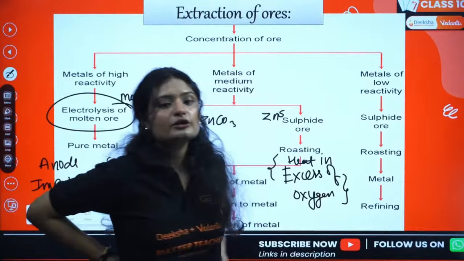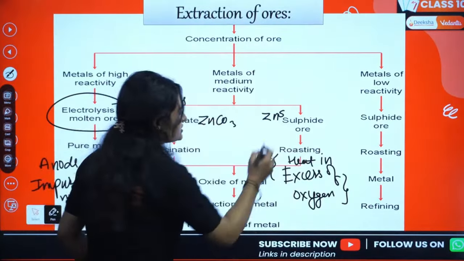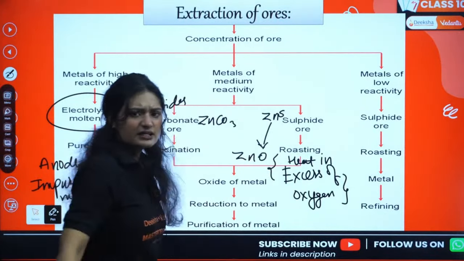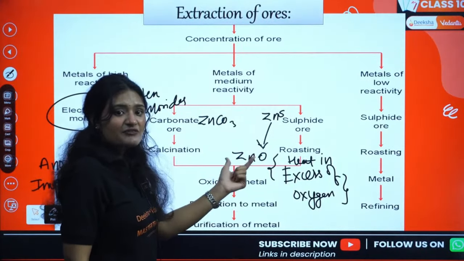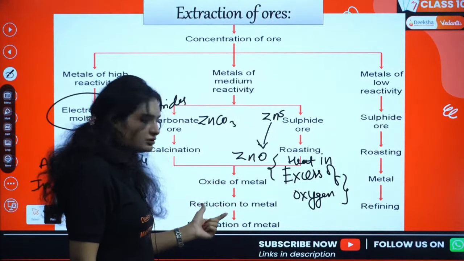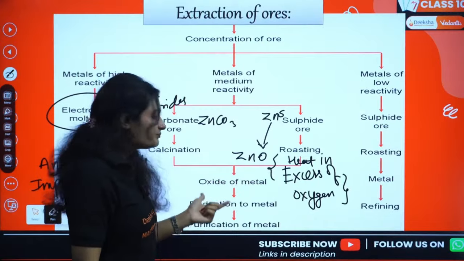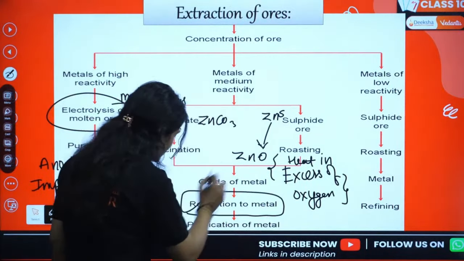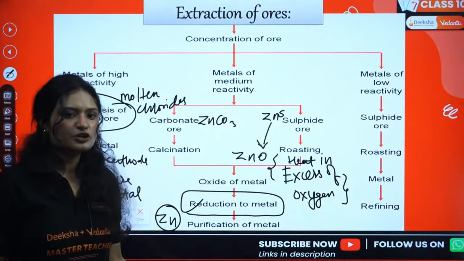We heat the metal ore in excess of oxygen. After we heat it in excess of oxygen, we get zinc oxide, right? The oxide of the metal. After we get the oxide, we do the reduction. Reduction means removal of oxygen, right? We do reduction using a reducing agent. After reduction, the oxygen is removed and we get our pure metal. Then obviously you do purification and you get your pure metal.